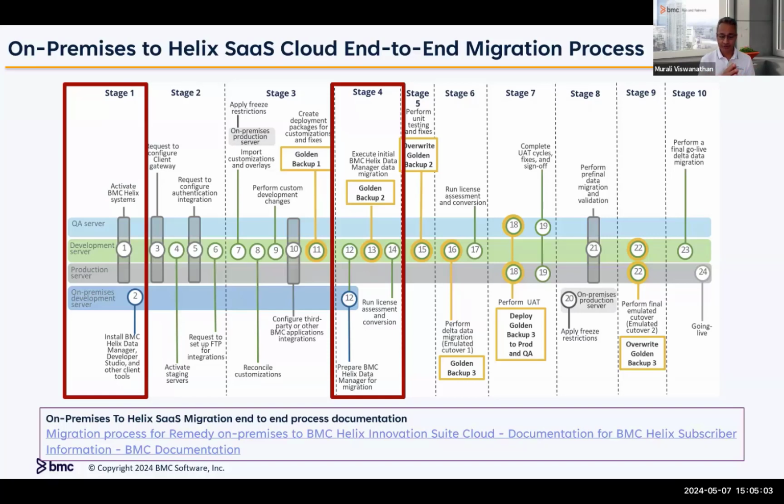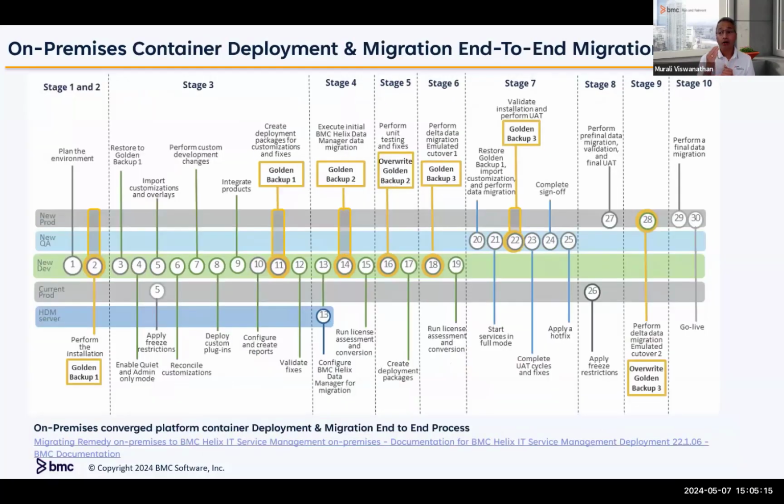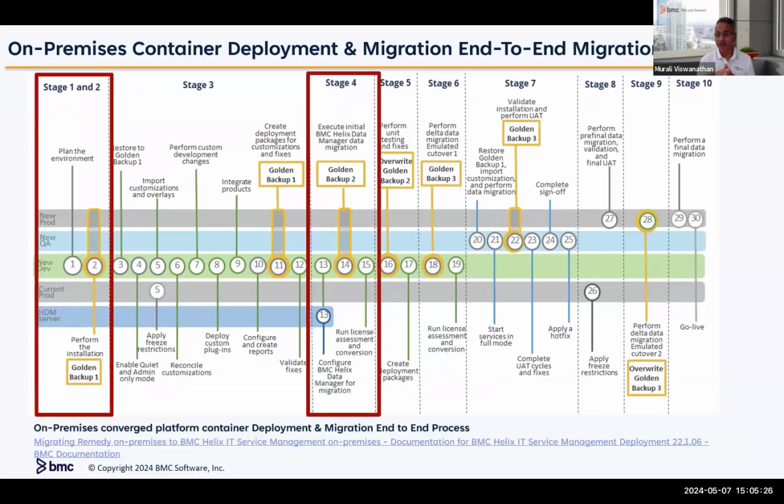The link below is the end-to-end process found from the SaaS, and it explains all these stages. And when you go to stage four, it will explain all the tools to be used for the data migration. Similarly, on the next slide, please, for the on-premises container deployment and migration process, we have a similar process where we explain all the stages. And again, Anitha, if you click twice, it'll emphasize stage four, where you'll be using the tools for migration. Next slide, please.